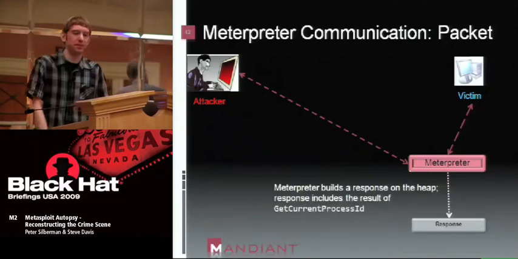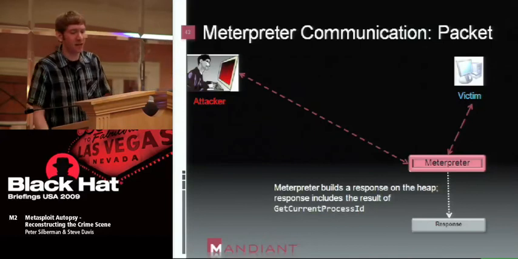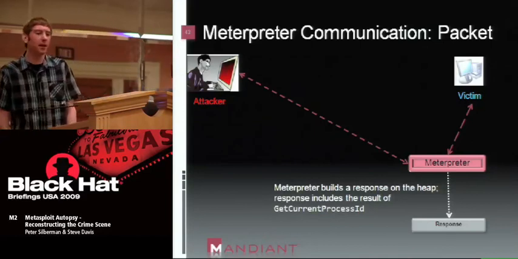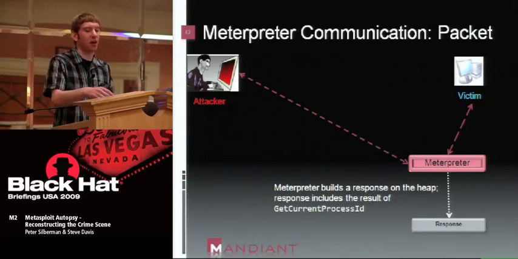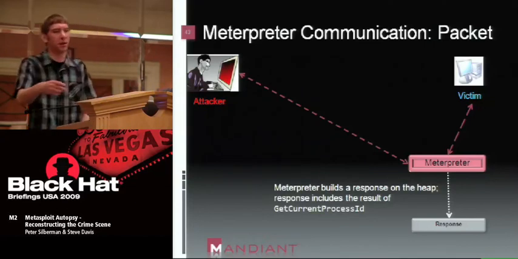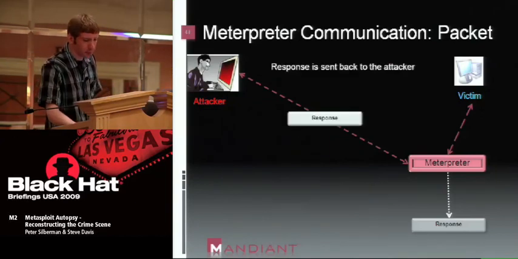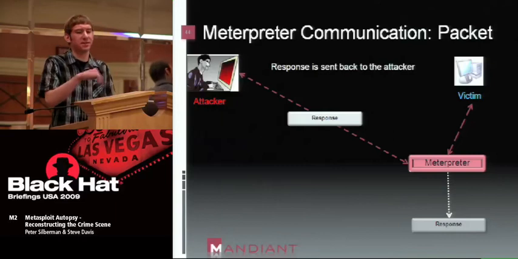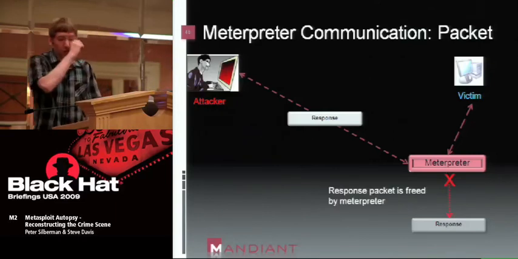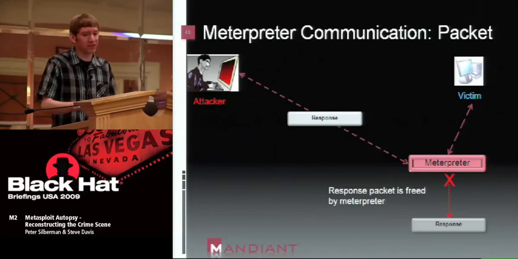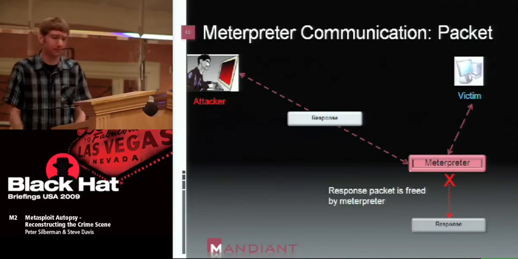Then what's going to happen is Meterpreter is going to build a response to send back to the attacker, because obviously the attacker wants to see what happens after he executed a specific command. It's going to build that response, put it on the heap, and then actually before it puts it on the heap, it's going to call the get current process ID, no big deal. Put that on the heap. It's then going to build a response, send it back to the attacker, and then free that. So just to reiterate, this is a very important slide. After the response packet is sent, it's then going to be freed by Meterpreter.